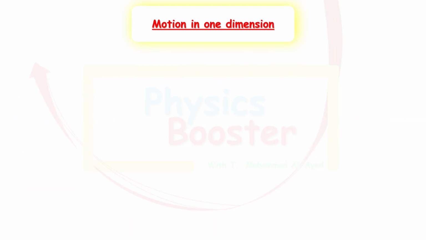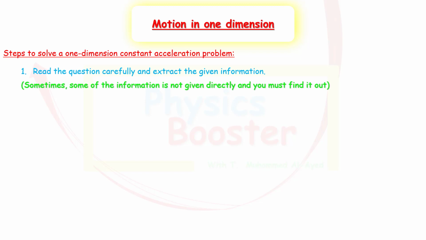Now, to do it, we're going to do the following. First of all, we're going to read the question carefully and extract the given information. Now, sometimes there's a small trick. Sometimes some of the information is not mentioned clearly, but there's a hint in the question giving you some information. How are we going to know if there's a hint, or if the information is really there? Well, that comes with practice. So by practicing, we will spot most of the hints.